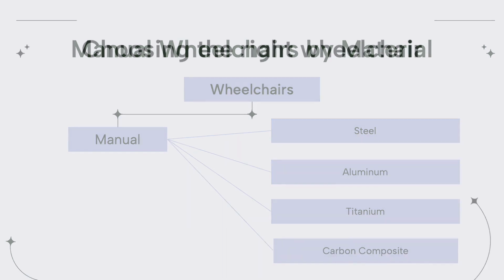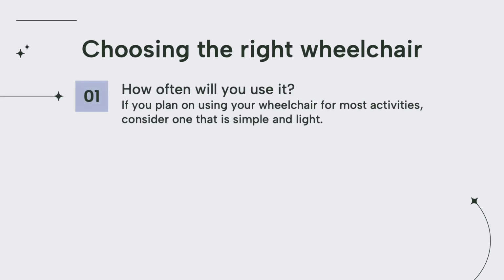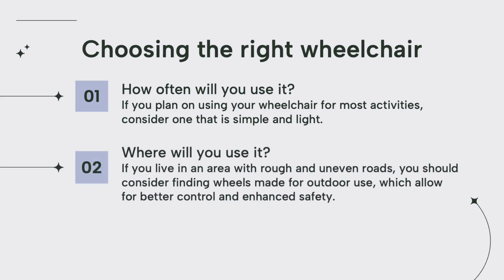Next, let's talk about some questions you should consider when choosing the right wheelchair for your loved one. How often will you use it? If you plan on using the wheelchair in most of your activities, you should consider one that has a simple and light design. Where will you use it? If you live in an area with rough and uneven roads, you should consider finding wheels made for outdoor use. This allows for better control and enhanced safety.